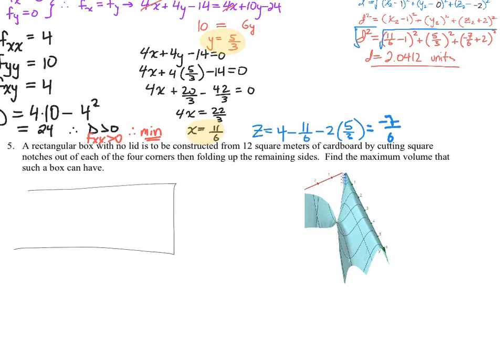So 12 square meters of cardboard. I don't know why I made it so big. Whatever, I'll get over it. By cutting square notches out of each of the four corners and folding up the remaining sides.